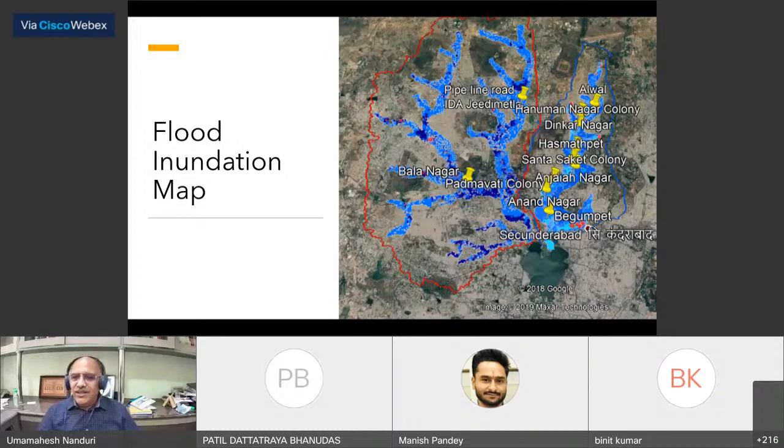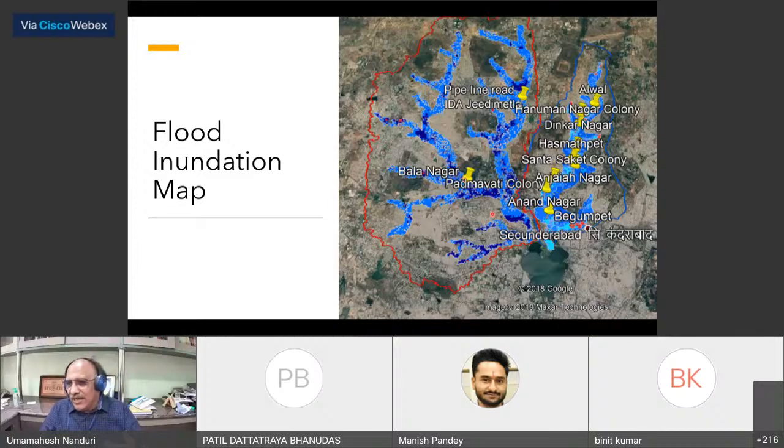Okay. Right. So this is how I can generate the flood inundation maps and then superimpose them on the areas, so I can easily identify the areas which are getting flooded. Now this is one aspect. So what we have now generated is the flood inundation maps.